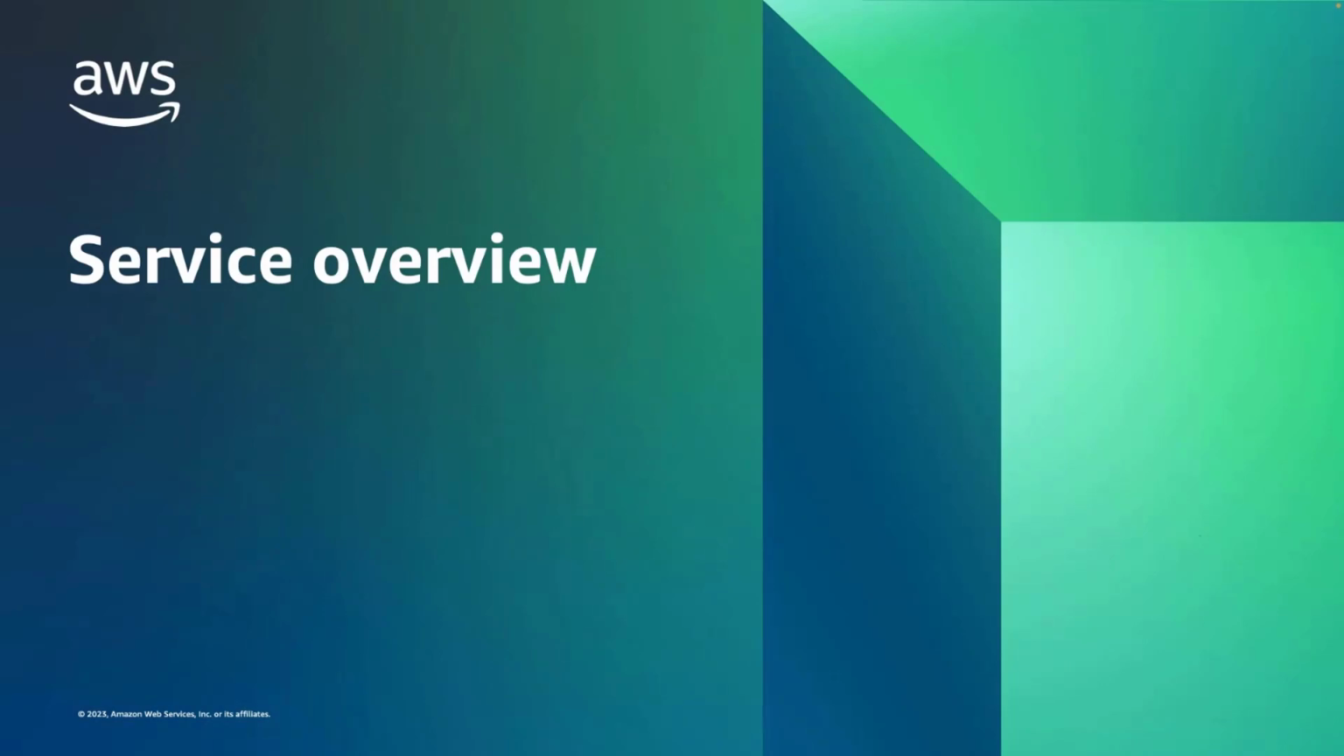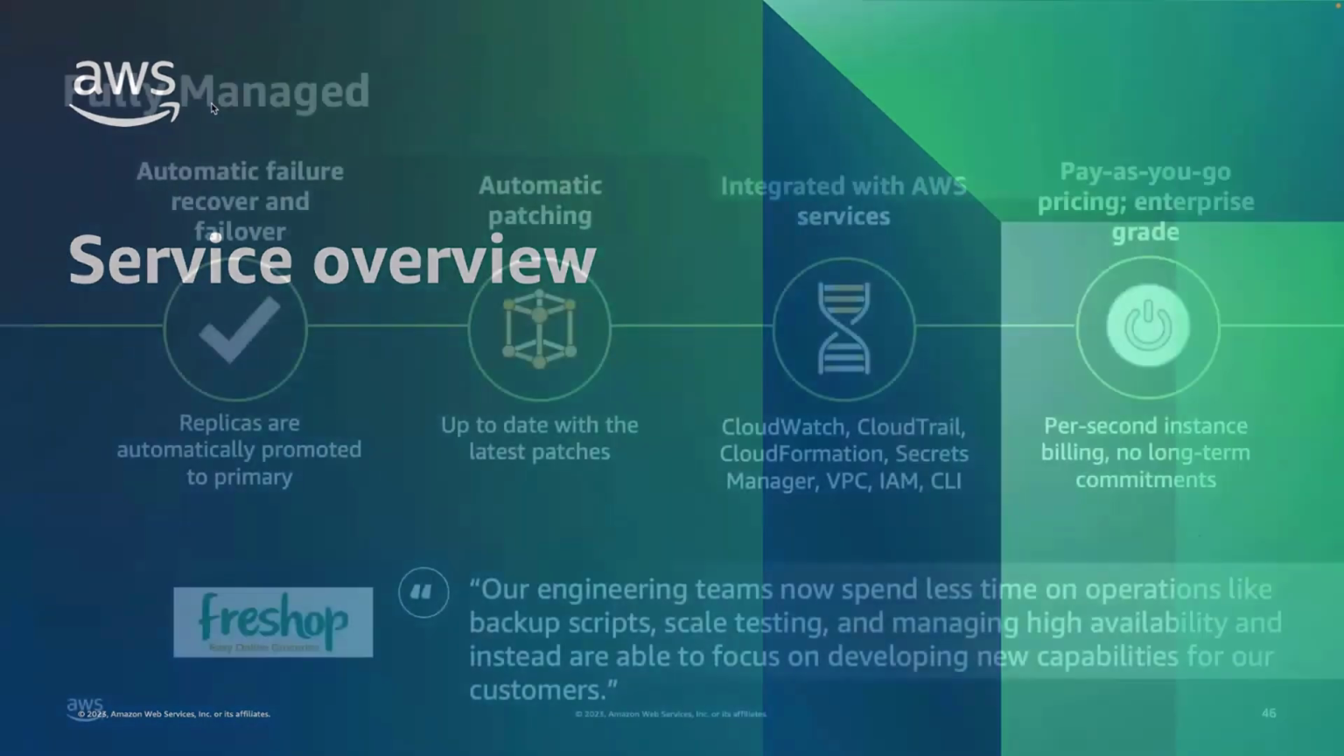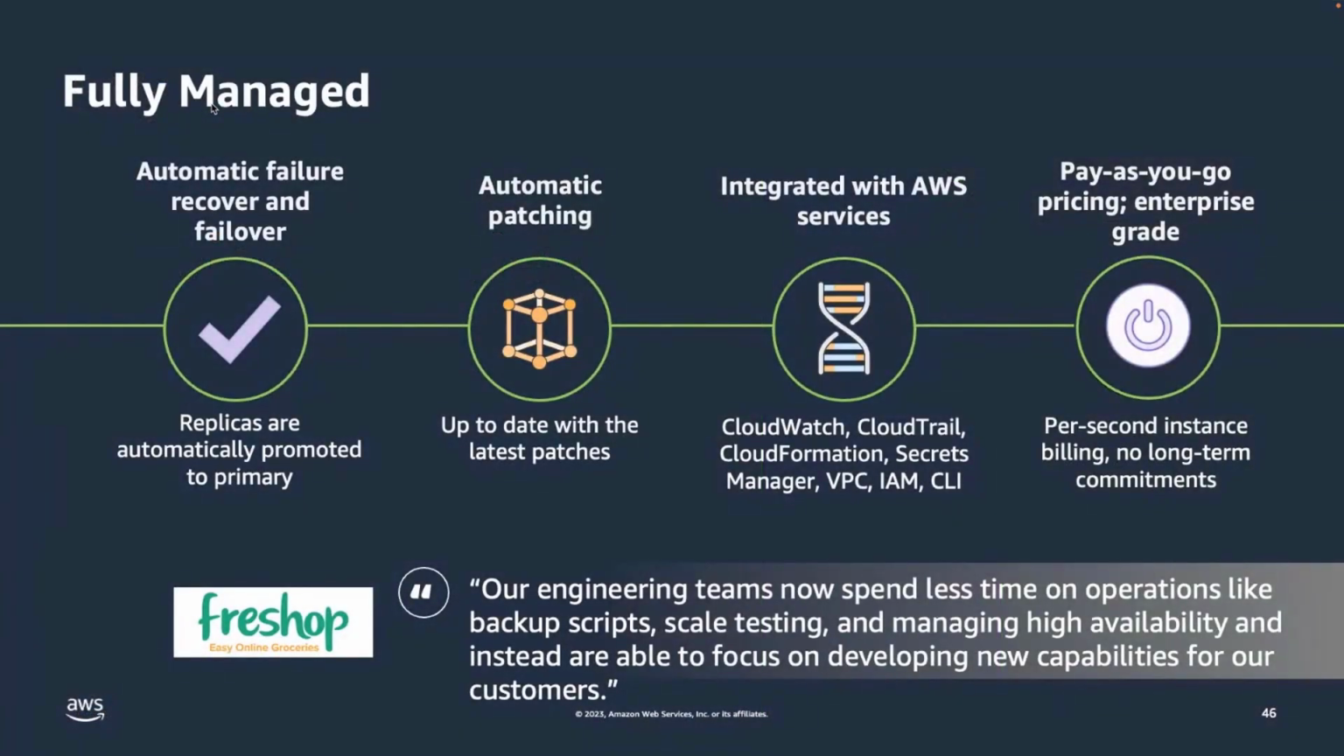And as Doug mentioned, we're going to jump in now to a service overview where we'll talk about some of the capabilities that come with the Amazon DocumentDB service. The first thing we'll talk about is the fully managed capabilities. Amazon DocumentDB does offer failure recovery, meaning that read replicas are automatically promoted to primary in the case of any failure. When it comes to automatic patching, we keep your clusters up to date with the latest patches.